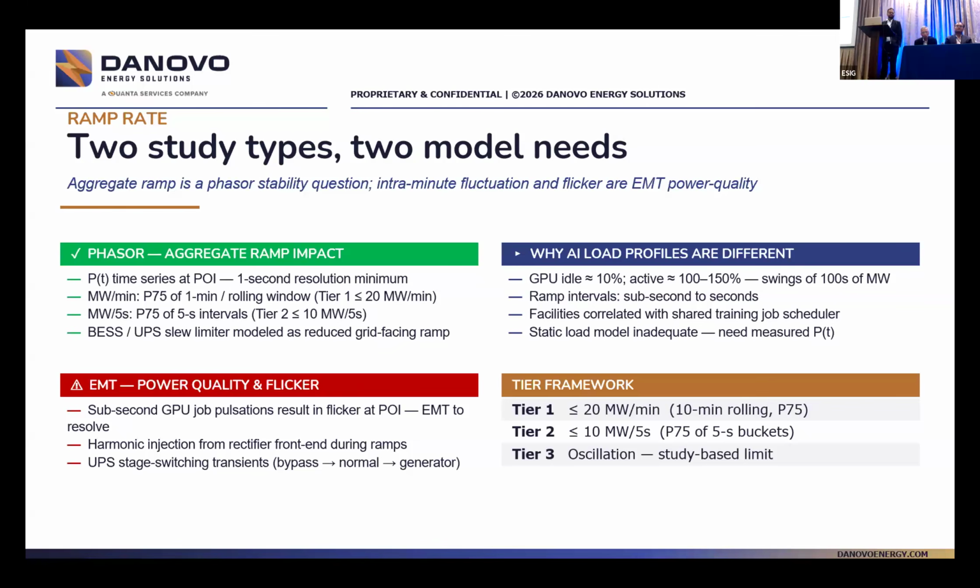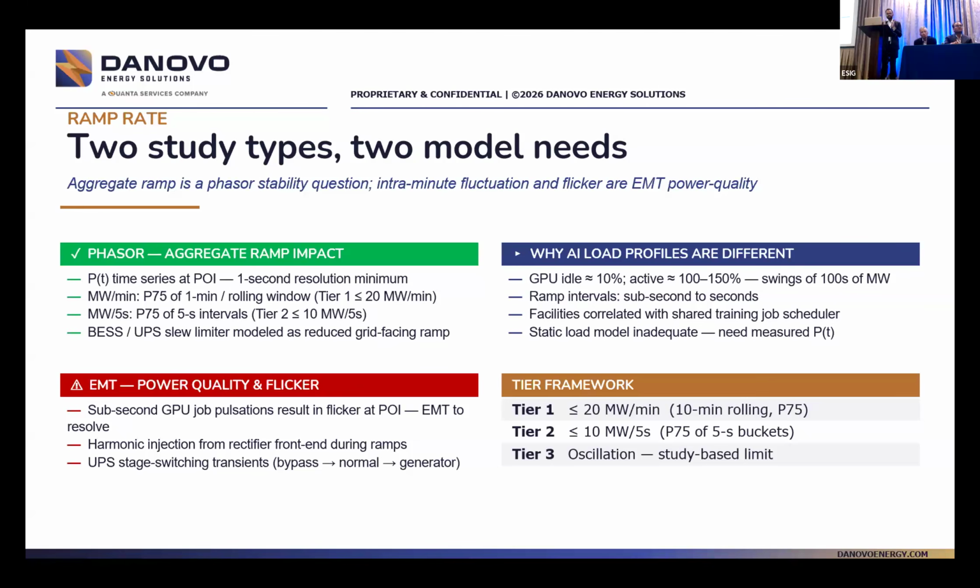But everything else on the power quality, the flicker, all of that definitely needs EMT, and I'm not going to spend time on that for now. But what I will leave you with is basically there is a 3-tier framework in which I'm looking at these ramp rates. One, of course, is less than X megawatts per minute, right? Think about how your load set points are going to be changing.